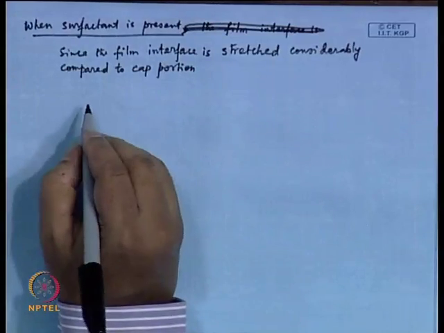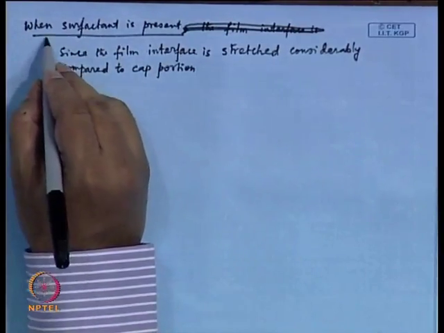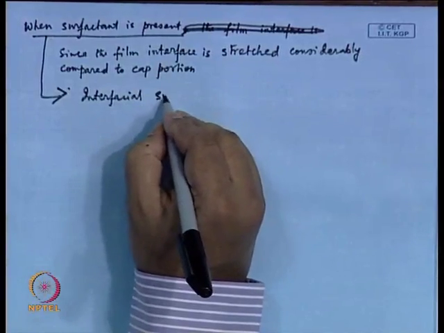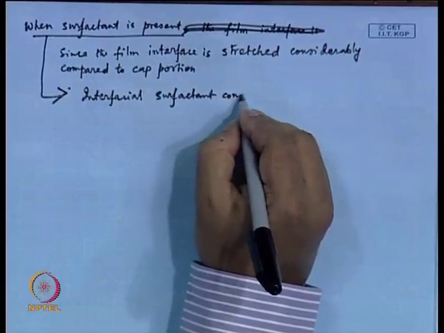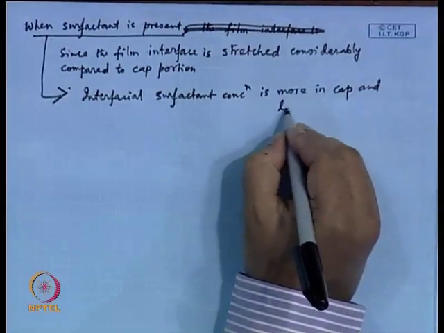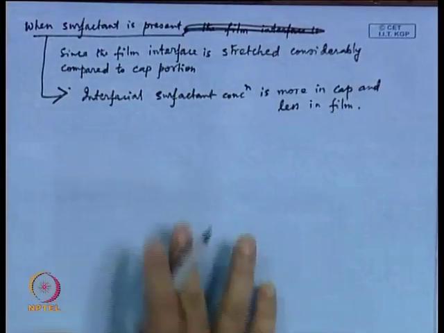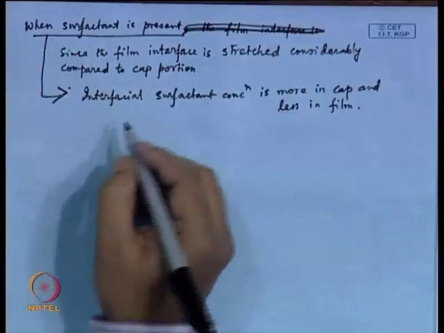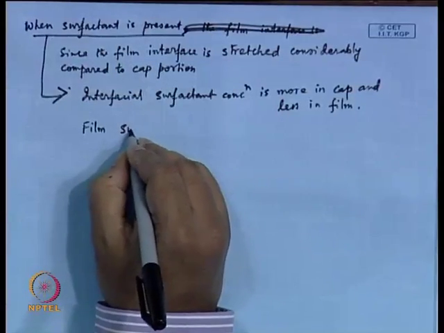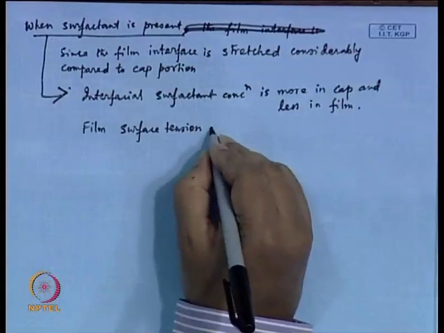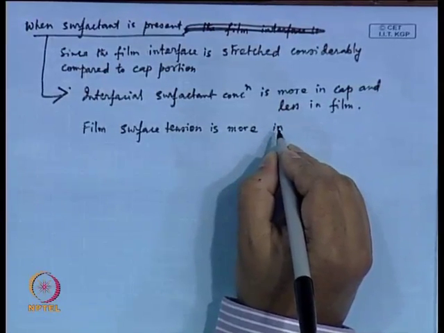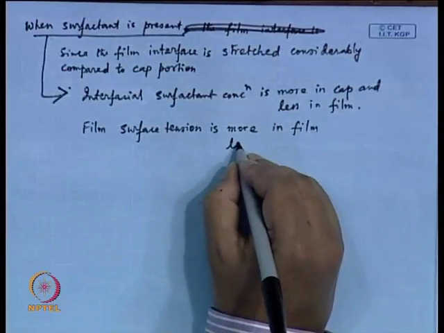So, what you will see is that when surfactant is present, because of this effect, the interfacial surfactant concentration is more in the cap and less in the film. The effect of surfactant is to reduce the surface tension. So, the film surface tension is more in the film and less in the cap.